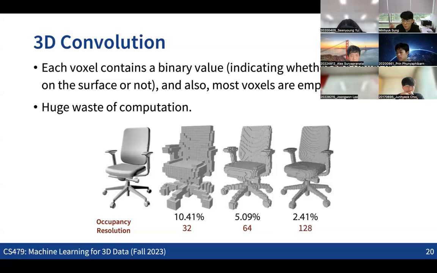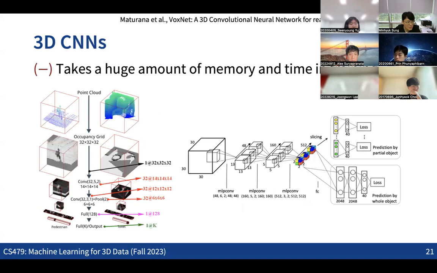So this is the percentage of the voxels that are on the surface. When the resolution is 32, only 10% of the voxels are on the surface. And when the resolution is 128, less than 2.5% of the voxels are on the surface, which means that many of the voxels will have the value of zero, which is a very inefficient representation when you use 3D voxels to represent 3D shapes. But actually this was the first idea in developing neural net architectures that can directly process 3D data.